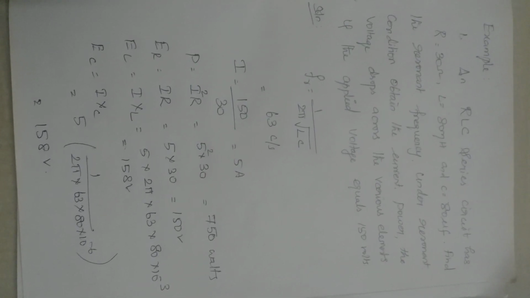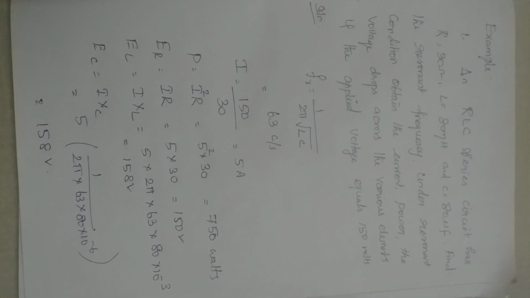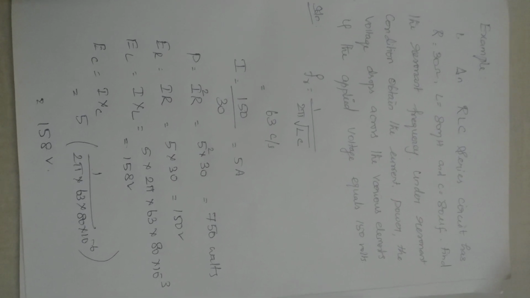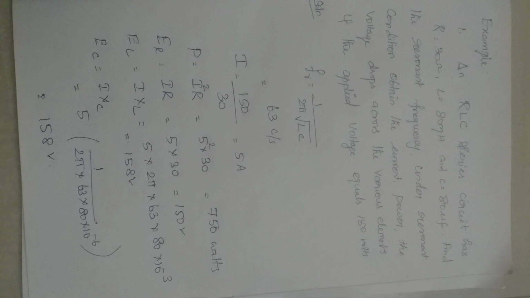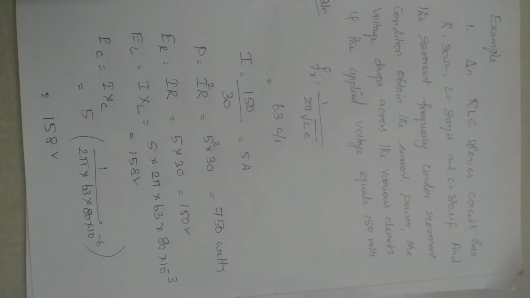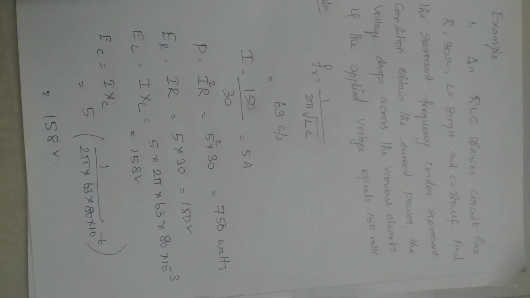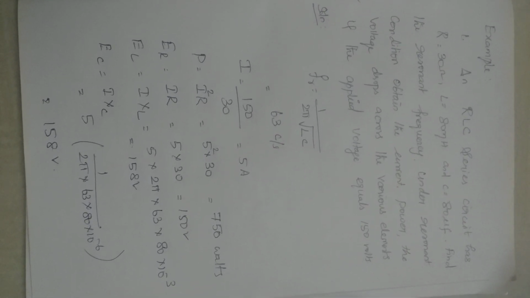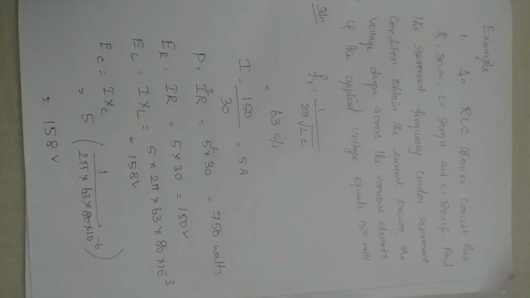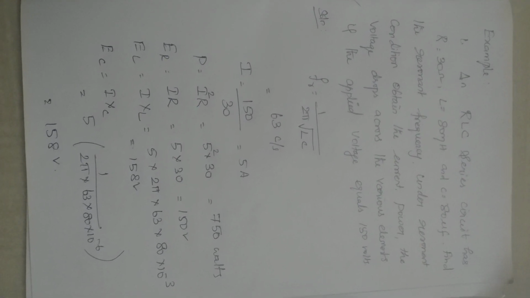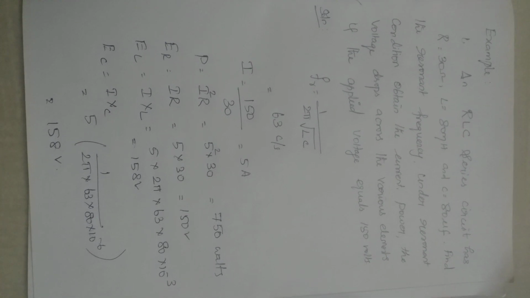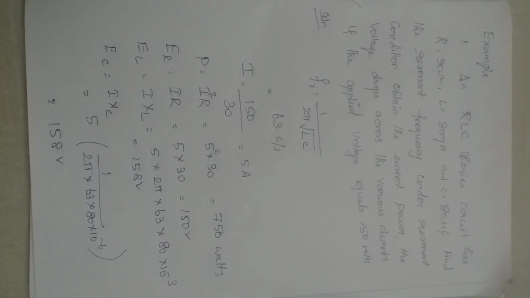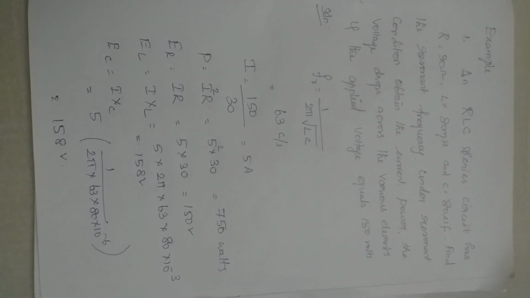Voltage drop across each element: ER equal to I into R, so 5 into 30, 150 volts. EL equal to I into XL. XL is 2 pi fL, so 5 into 2 pi into f, which is 63, into L value, which is 80 millihenry, gives 158 volts. EC is I into XC. I value is 5 amps. XC is 1 by 2 pi fC, so EC is also equal to 158 volts. As we said, at resonant condition XL equal to XC, so both values are 158 volts.